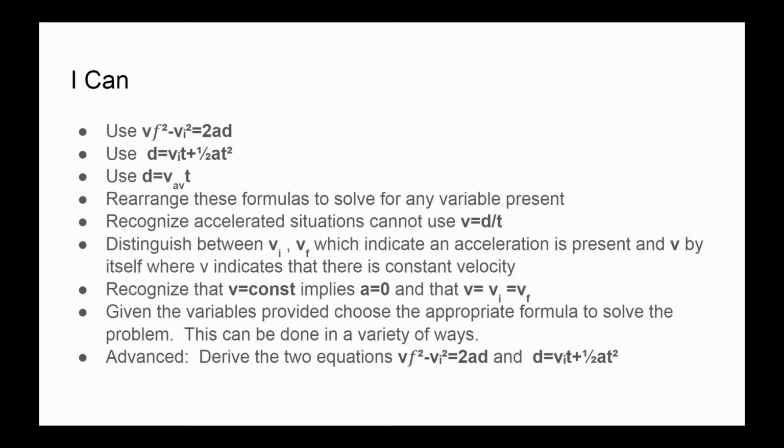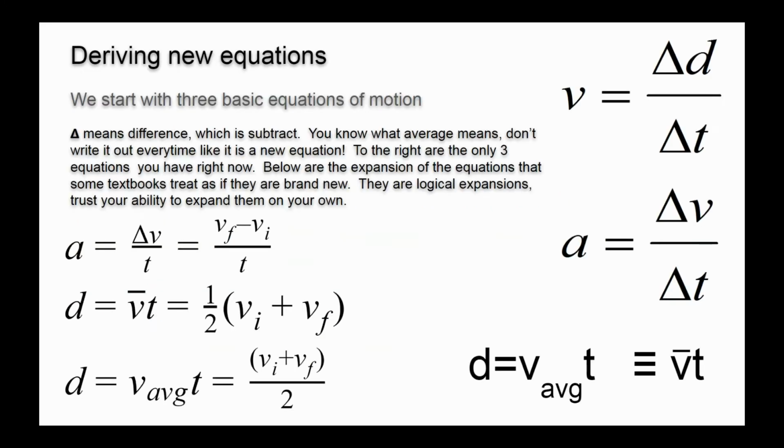Recognize that if we write v is equal to constant, meaning it's not changing, this implies acceleration is 0 and that there's no longer a vi or a vf, just a v. And v average is yet again a different idea. And advanced, I want you to be able to prove the two equations at the top of the screen, but that is advanced. It is not required for the most part. So let's take a look at where we start.